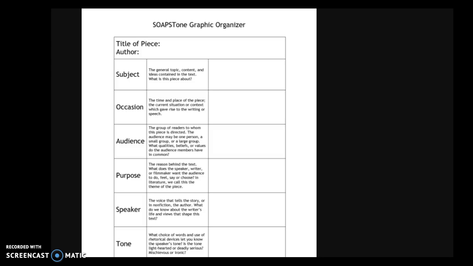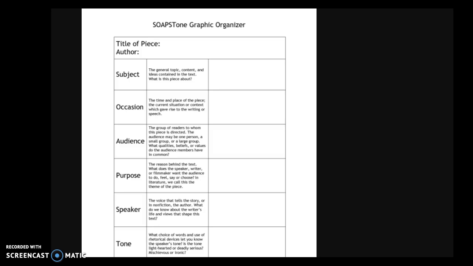Occasion is when, and this kind of dives into a little bit of context. What's going on when this text was being written? Why was this text being written? It's kind of diving a little bit deeper, not just what is the text about as the subject, but where is it taking place?